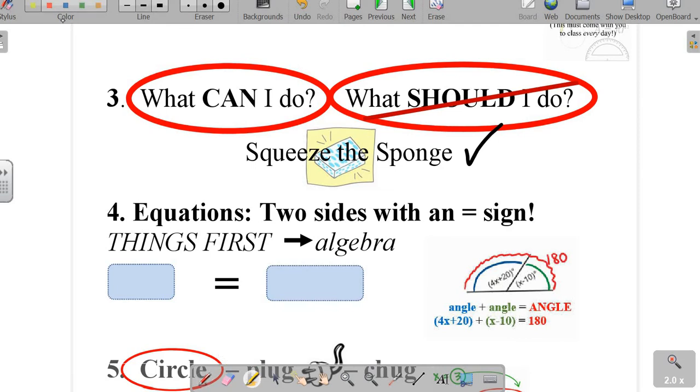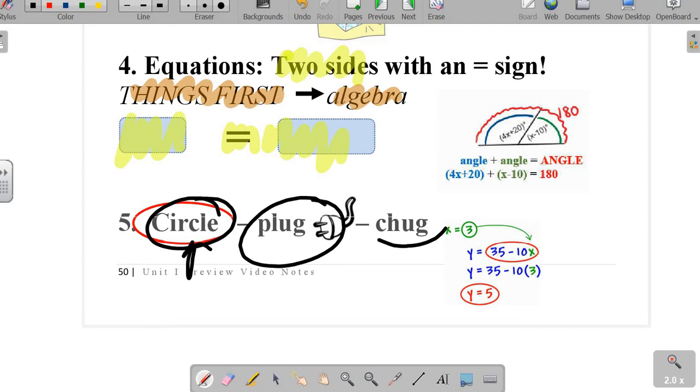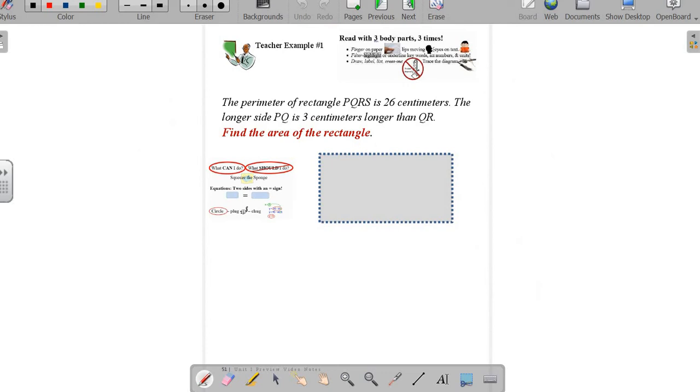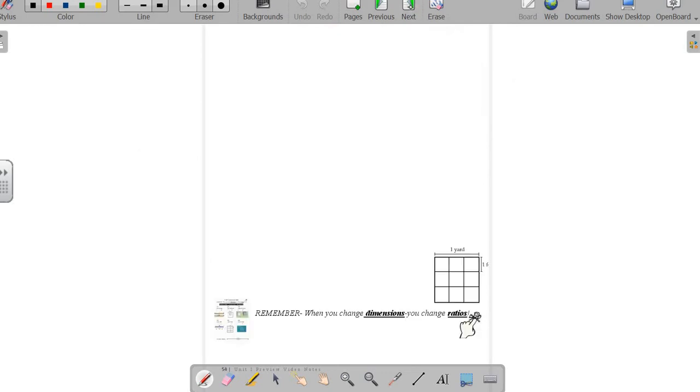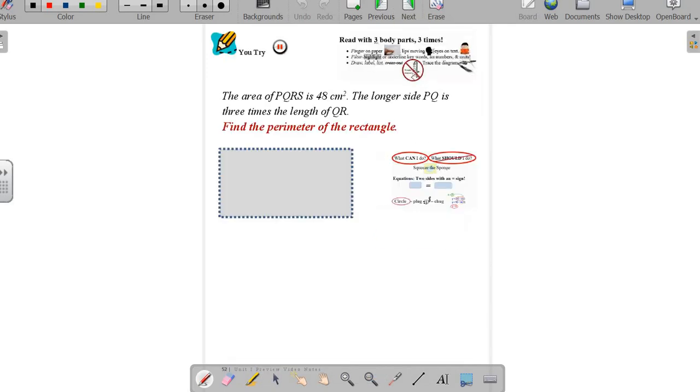When you work with equations, they have 2 sides with an equal sign in between. And when you do equations, you write A things first, then you do the algebra. And then I'm going to demonstrate a technique called circle, plug, chug. Circling key information, plugging it into the equation. Chug is my way of saying get something done. We're going to do 2 problems together and then 2 problems on your own. Ready?